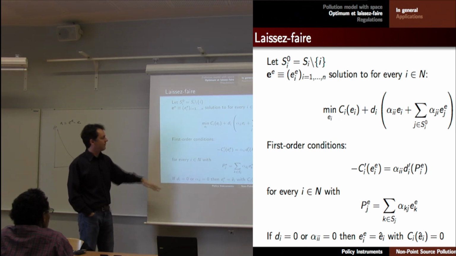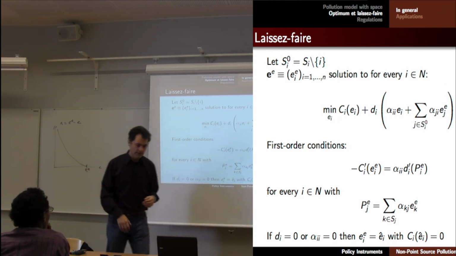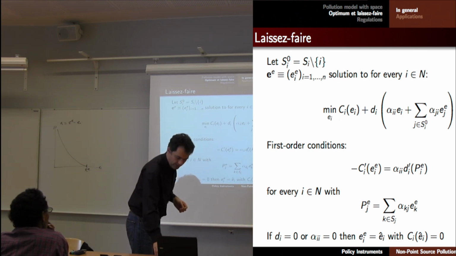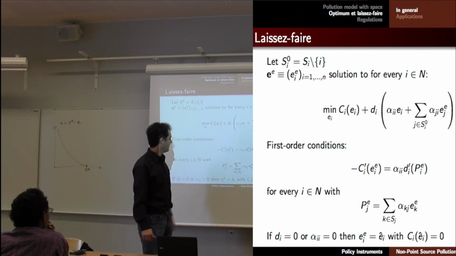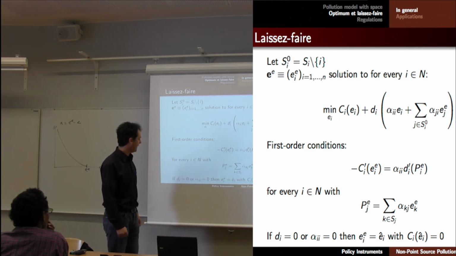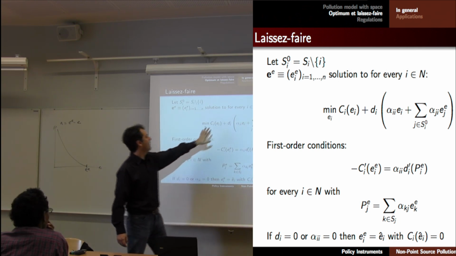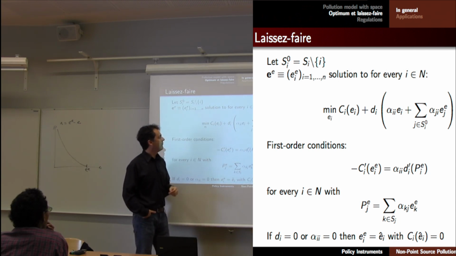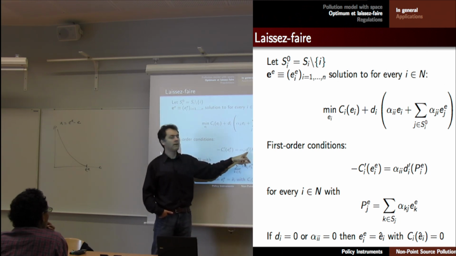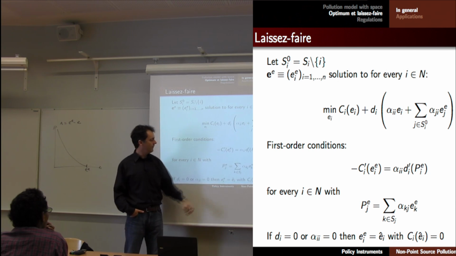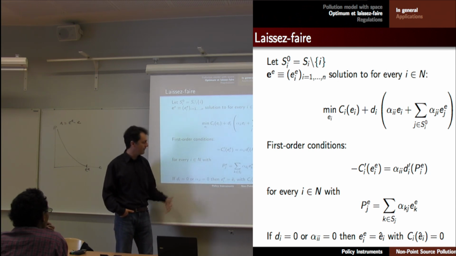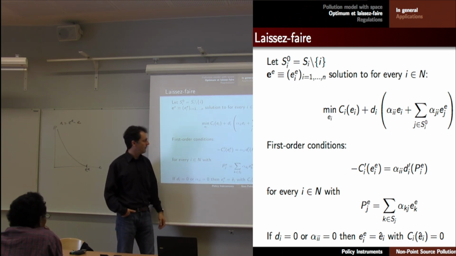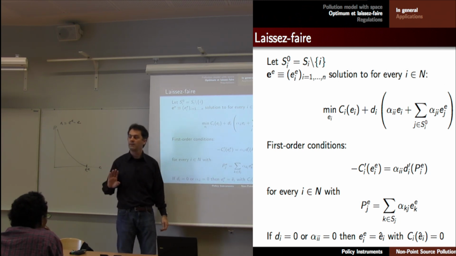Okay, so then you can compute the laissez-faire pollution concentration, and you know that if there is no damage here, you think about a firm which is not impacted by its own pollution, this will be equal to 0, and therefore a firm will choose its costless emission level. That is, the firm will not abate any emissions.